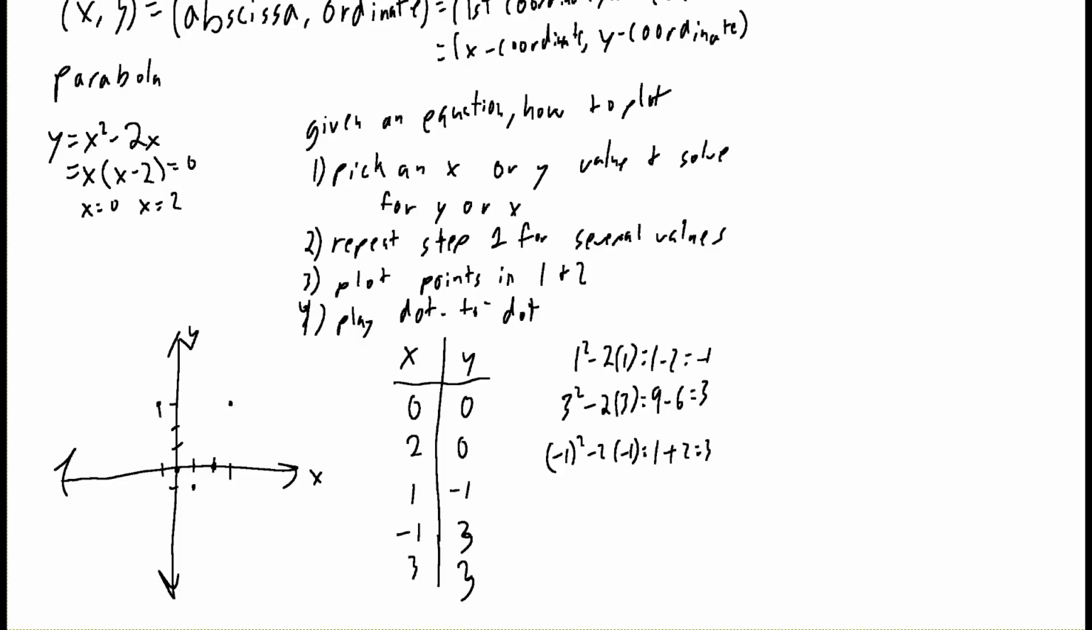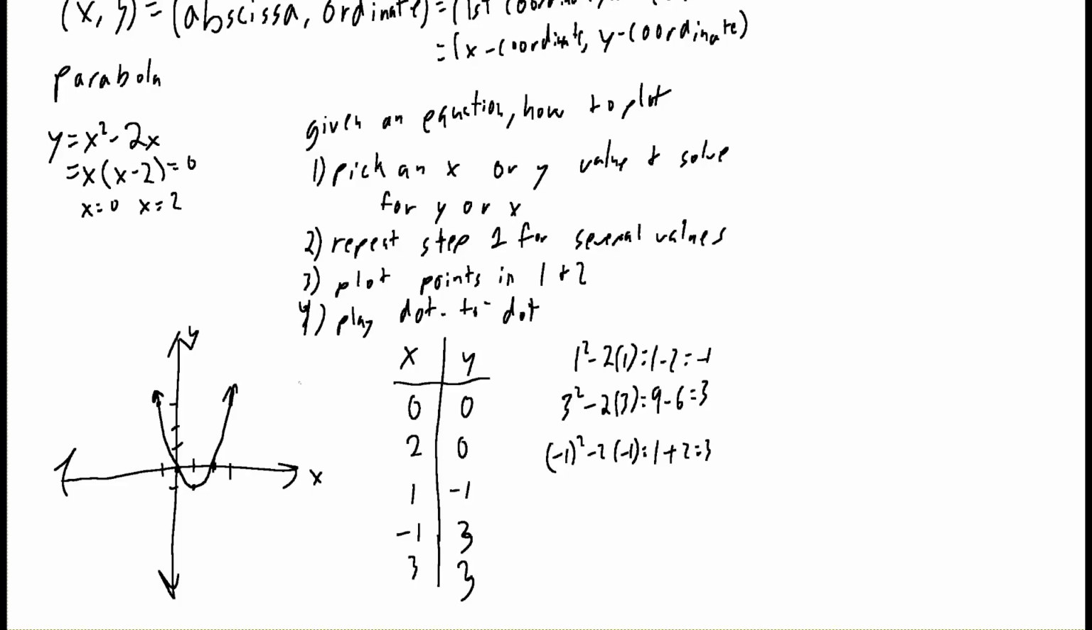Let's see if I can do this. I bet I'll bugger it all. Ooh, I think I got it. That's not too bad. That's pretty good for a parabola, free-handed. That's not too shabby. All right. So that's how you do a parabola. They all kind of look like that.